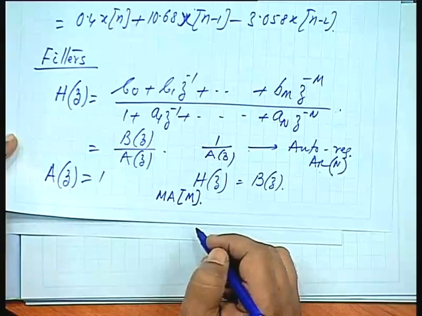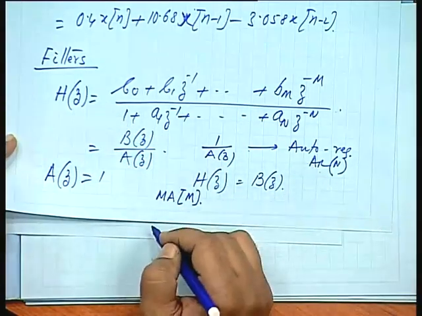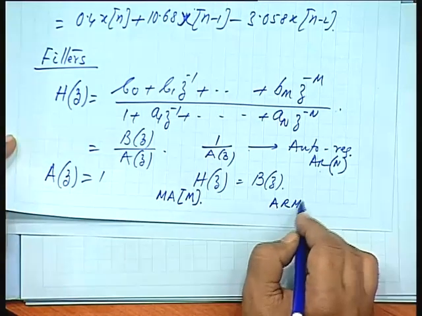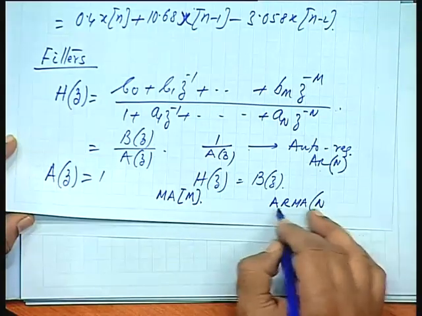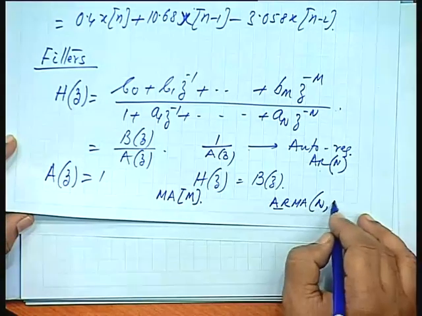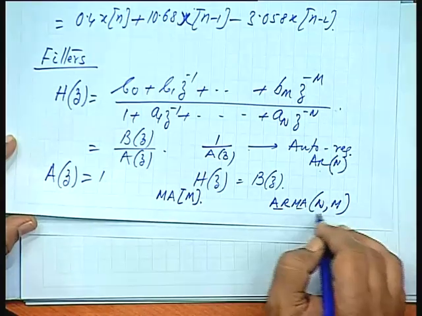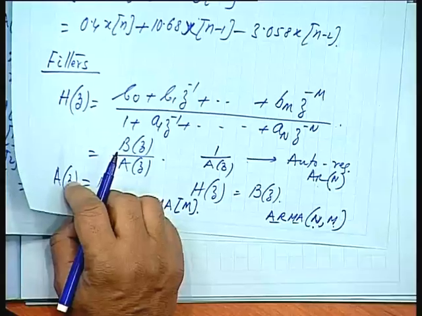Okay. When both are present, then it is AR and MA, we call it ARMA of order n, m. AR is of order n, MA is of order m. So, ARMA means n and m.